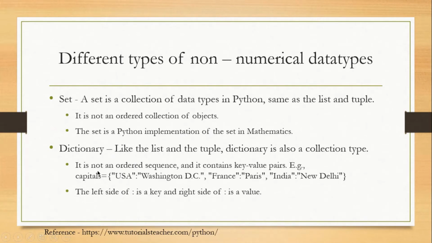Example, here capitals is given: USA, Washington DC, France, Paris, India, New Delhi. So USA is a key as it is on the left side of the column, and Washington DC is a value as it's on the right side of the column. So France key, Paris value, India key, New Delhi value.